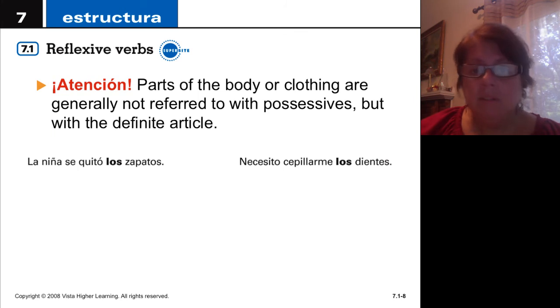Okay, atención, parts of the body or clothing are generally not referred to with the possessives, as I just mentioned, but with the definite article. So, la niña se quitó los zapatos. What do you think that means? Yes, she took off her shoes. Necesito cepillarme los dientes. I need to brush my teeth.